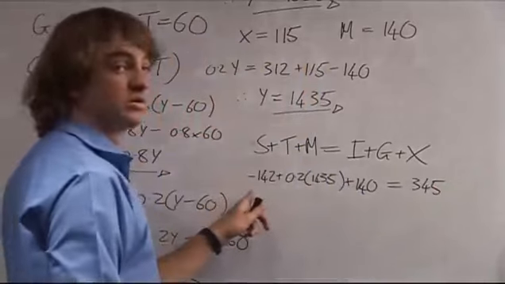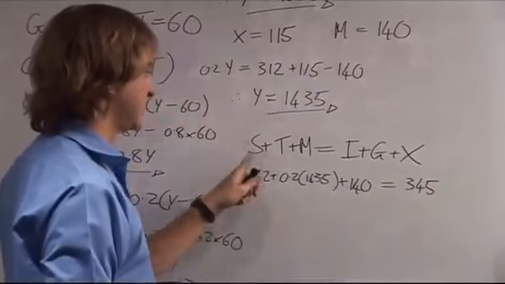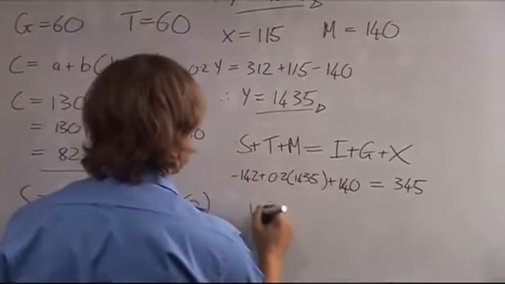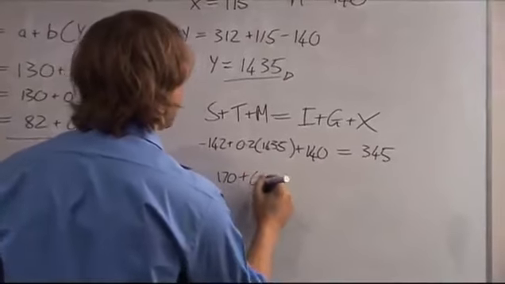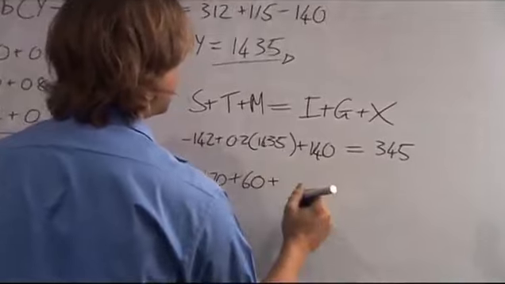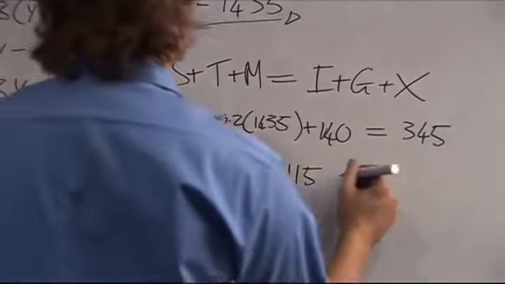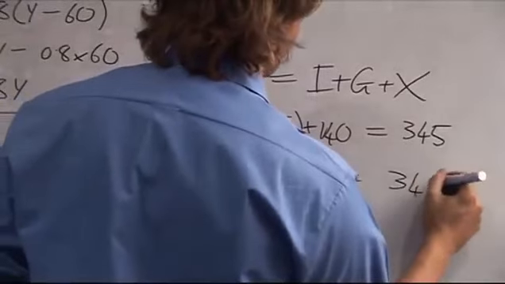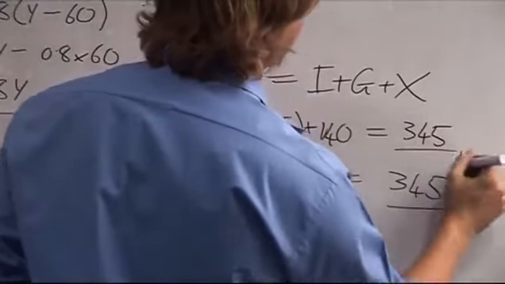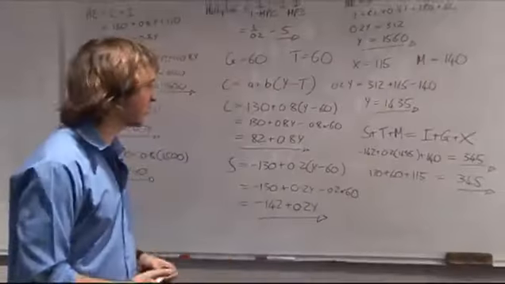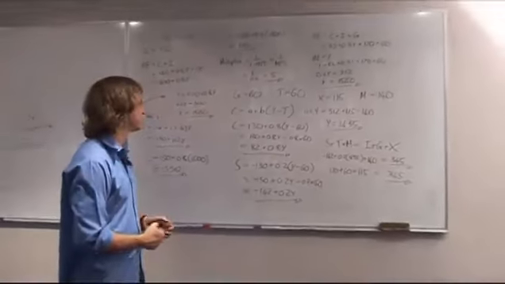So that's your leakages. That's savings plus taxes plus imports. Now for your injections, investment was 170 plus government spending of 60 plus exports of 115. And it's equal to 345. So we do have leakages equal to injections in this example. That's about as far as the mathematical analysis goes in this.